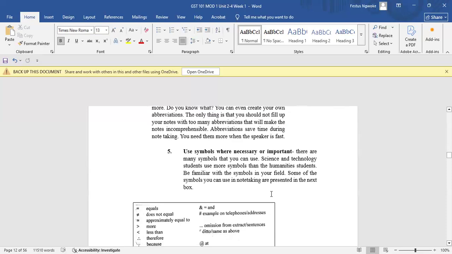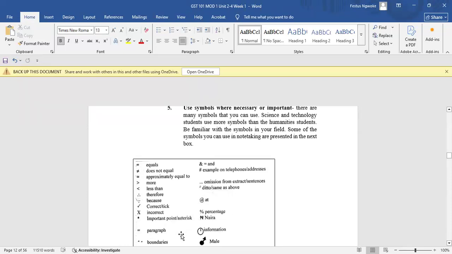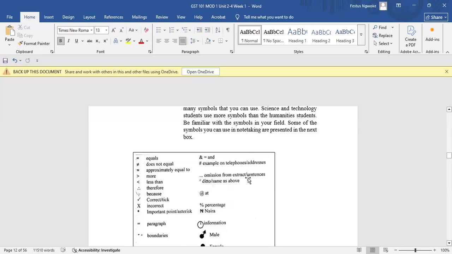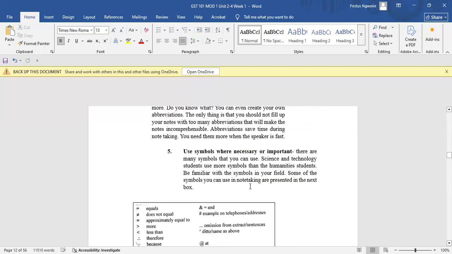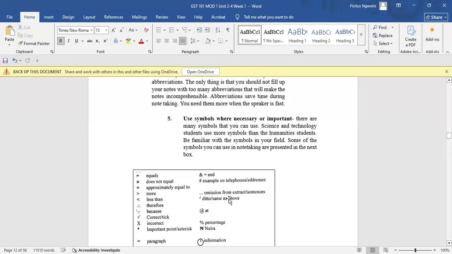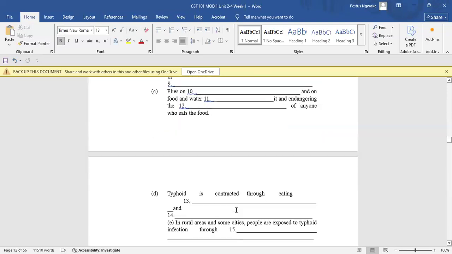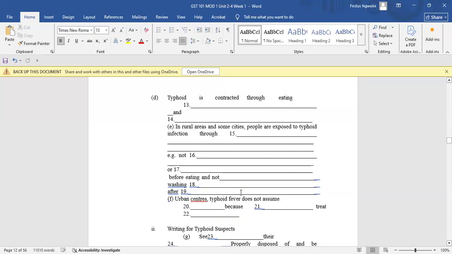So use symbols when necessary or important. There are many symbols, like equals to, not equals to, approximately, greater than, less than, therefore, because. All these are symbols you can use. Know these symbols. I want you to note that these symbols are there. You can create them yourself, or even create others that are not here. They are important. Our time is up, but we're about to round up.